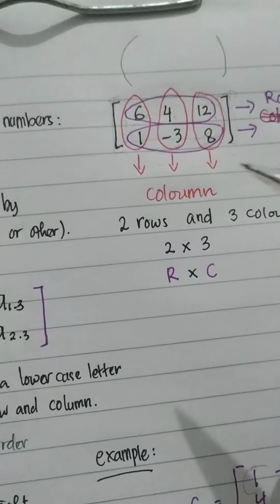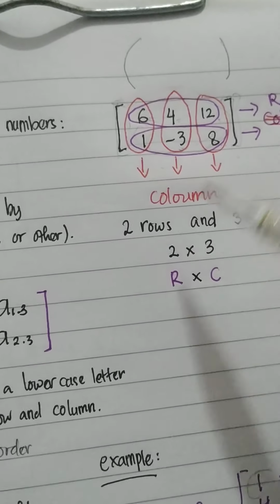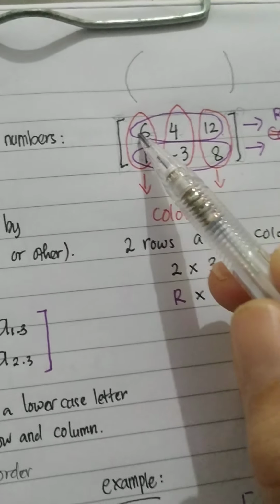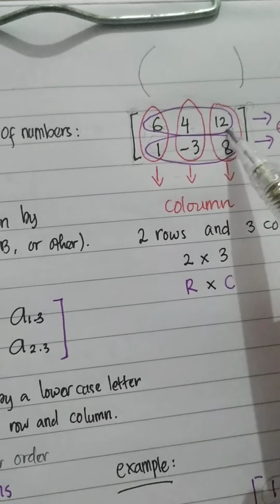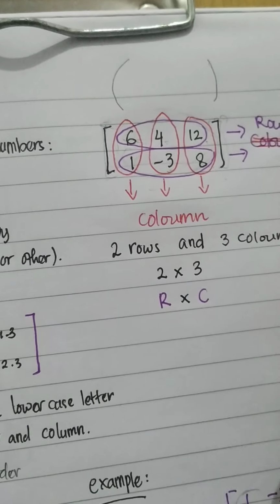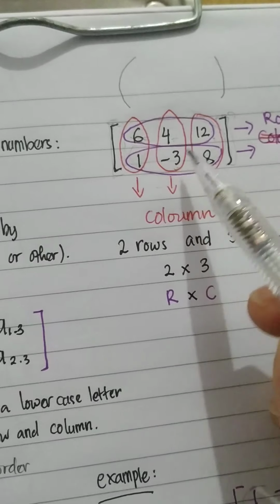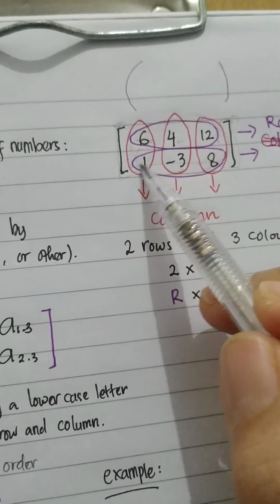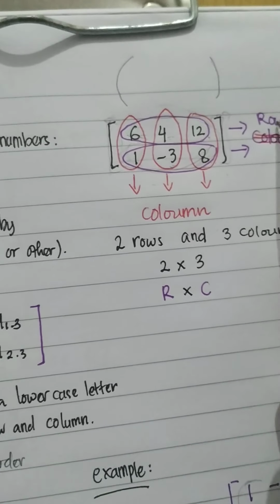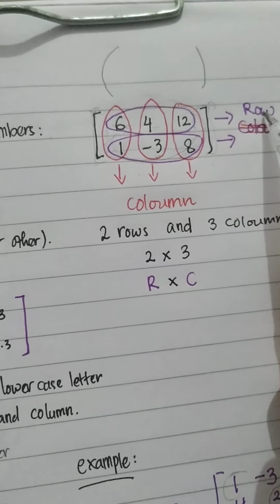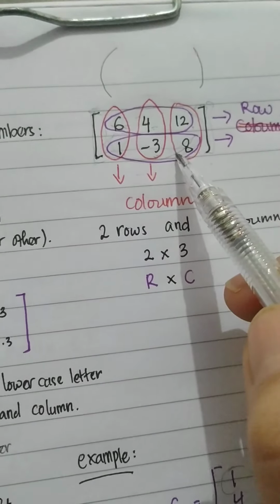And then how we distinguish between row and column is like this. 6, 4, 12, in the purple line here, is the row. Okay, first row. And then the second row is 1, -3, and 8. This one, this is the row. In bahasa we say it barisan. Barisan pertama dan barisan yang kedua.